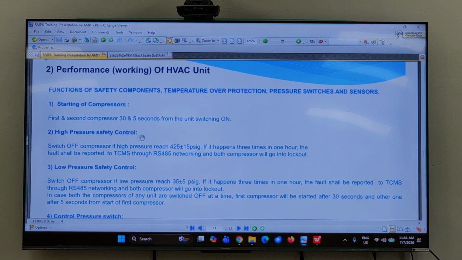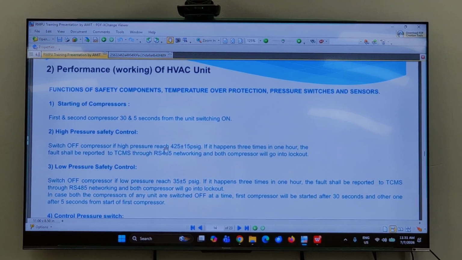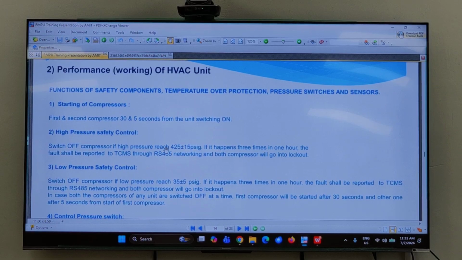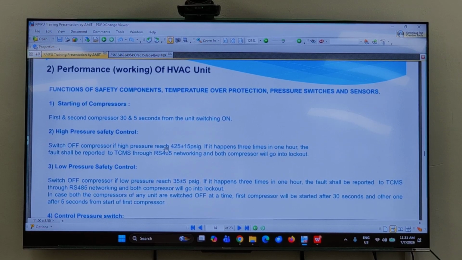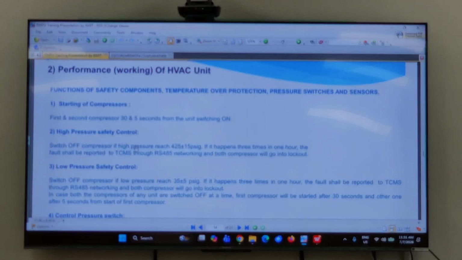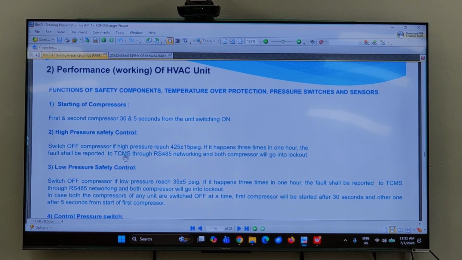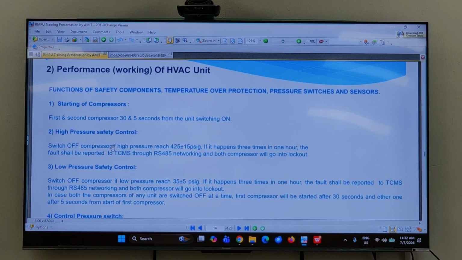Next, high pressure control. A high pressure switch is present. If it reaches 425 psi, that means near about 29 bar. If the high pressure switch is operating at 29 bar, that means the pressure inside the cooling circuit is more, reaching the higher limit. If it is operated, then the RFQ will be shut down, like the compressor will generally turn off. And if it happens 3 times in 1 hour, then the RFQ will go to lockout mode. So that is the high pressure switch control.